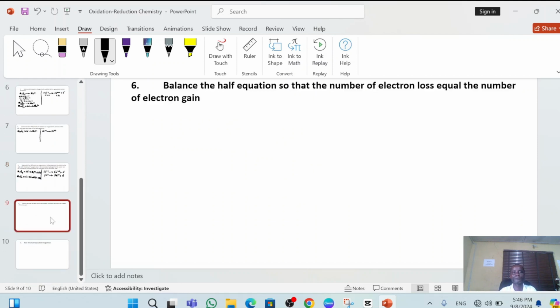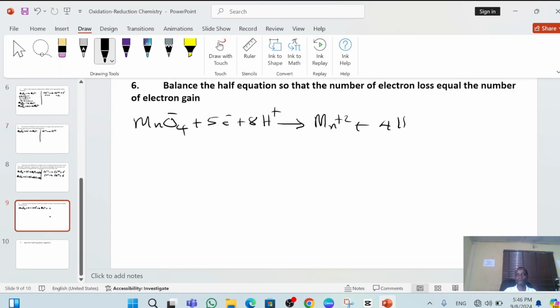The next principle says to balance the half equation so that the number of electrons lost equals the number of electrons gained. Okay. Now let's look at the reduction side. We have MnO4 minus plus 5 electrons plus 8 hydrogen ions give manganese 2 plus plus 4 molecules of water. That is the reduction side.